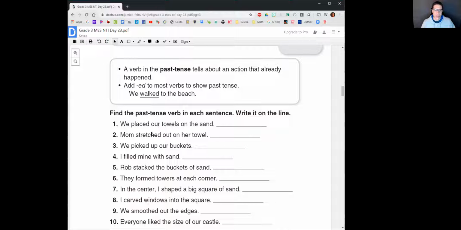On this one, we're just going to go through and find the verb first of all, and it's going to be the action word, the word that you do something. So let's look at number 1. We placed our towels on the sand. So what did we do? We is the subject, who it's about. And what did we do? Well, we placed. And we see that ED there, so that's a good help to figure out that it's going to be in past tense. So placed, we're going to use this word here, put it in the blank. So just go through there and figure out the past tense verbs.